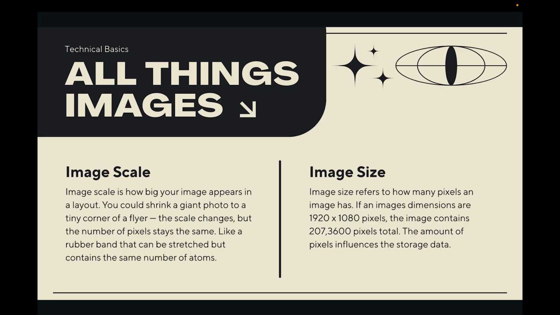Image size is how many pixels your image has. You can find your image size in viewing apps like Preview or Adobe Acrobat. You can also find image size in Photoshop. Image scale is how big your image appears in a layout, and you can shrink or expand a photo, and while the scale changes, the number of pixels stays the same.